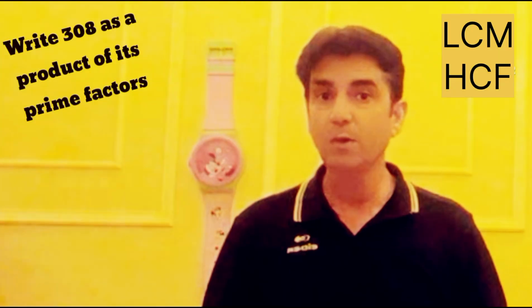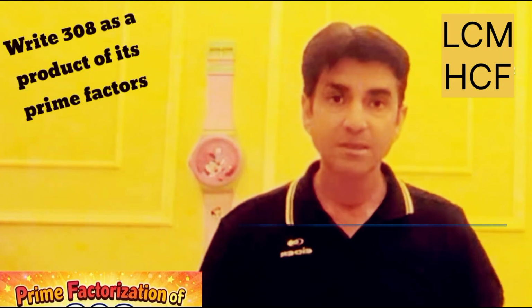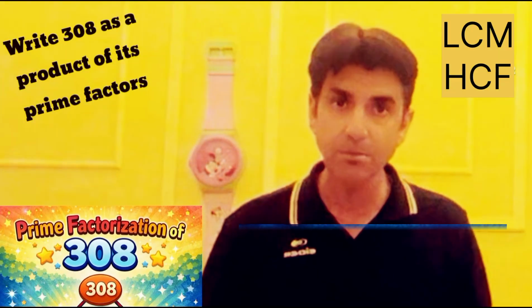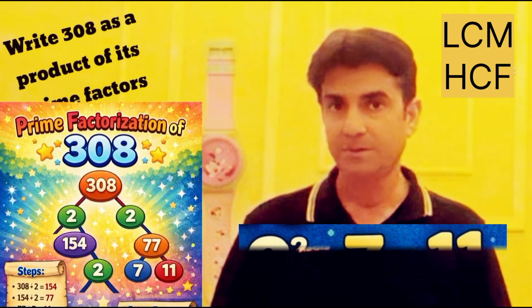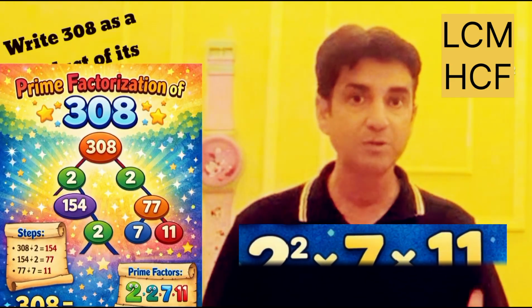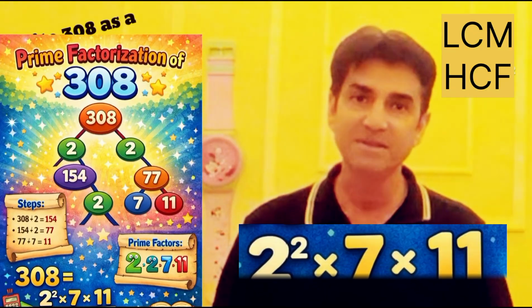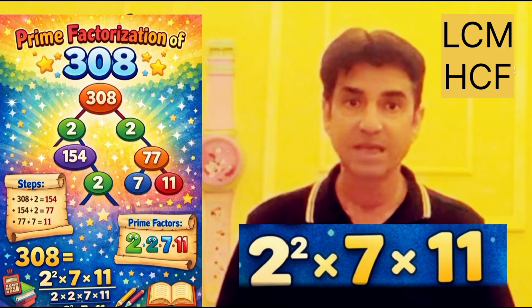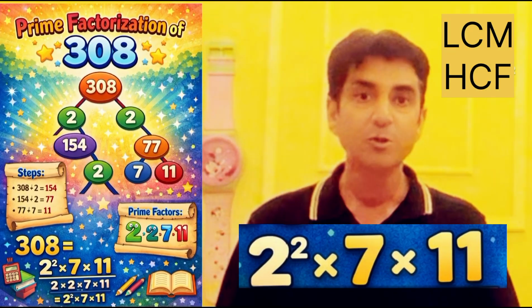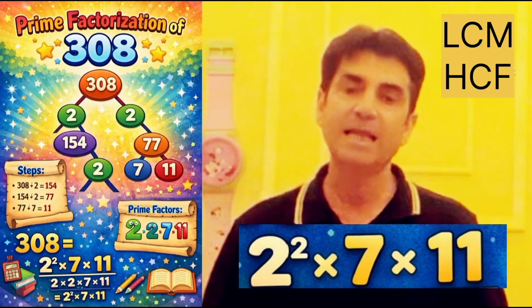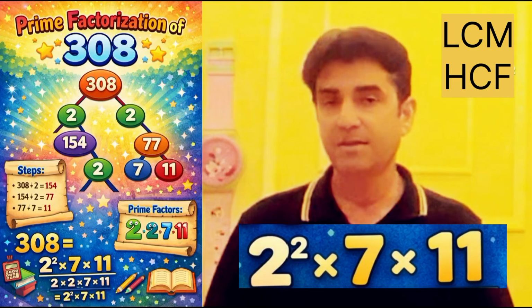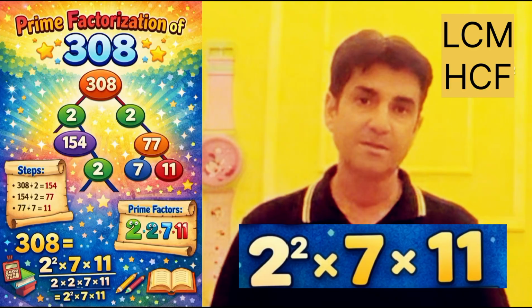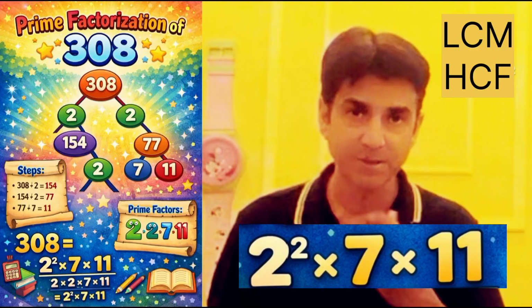So 308, the unit digit is 8, an even number, so it is divisible by 2. It would be 2 times 154. Once again 154 is even, so 2 times 77. 77 is a multiple of 7 and 11. So 2, 2, 7, 11. That is 2 power 2, and 7 and 11. These are the prime factors, the product of prime factors of the number 308.